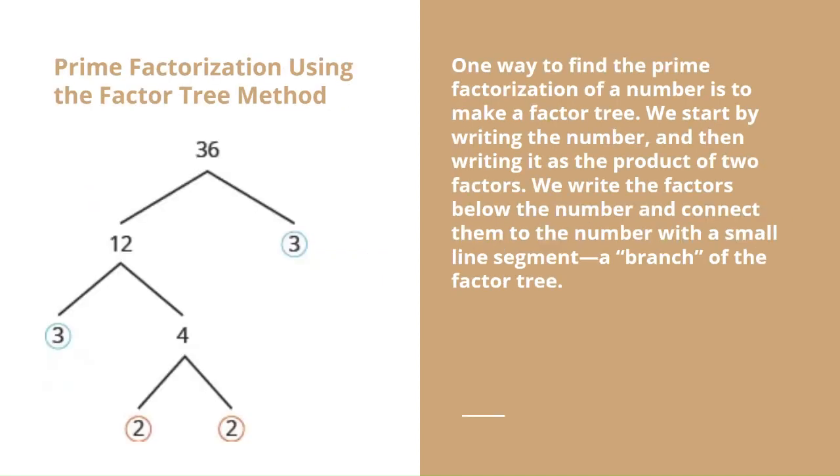Prime factorization using the factor tree method. One way to find the prime factorization of a number is to make a factor tree. We start by writing the number, and then writing it as the product of two factors. We write the factors below the number and connect them to the number with a small line segment, a branch of the factor tree. So if we are finding the prime factorization of 36, we know it's 12 times 3, and we also know that 12 is 3 times 4, and 4 is 2 times 2. So we know 36 equals 3 times 3 times 2 times 2.